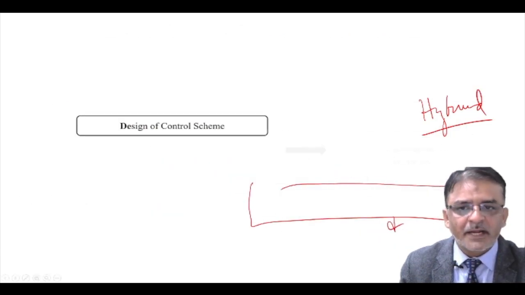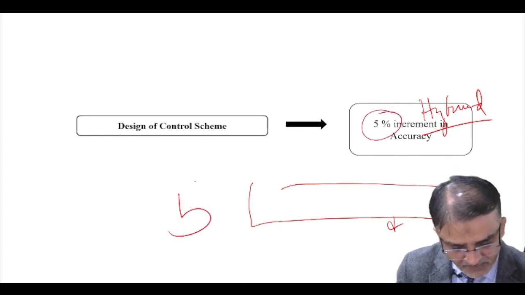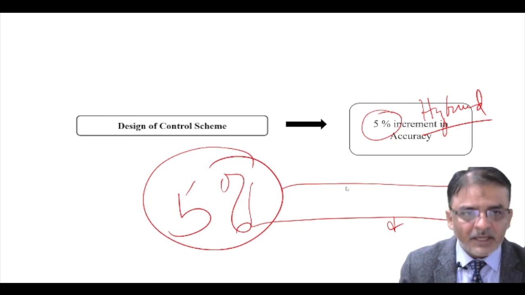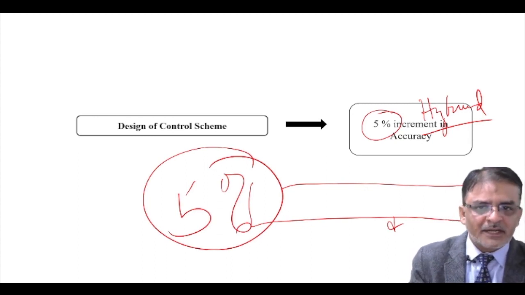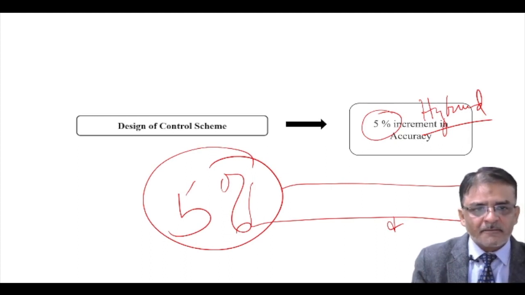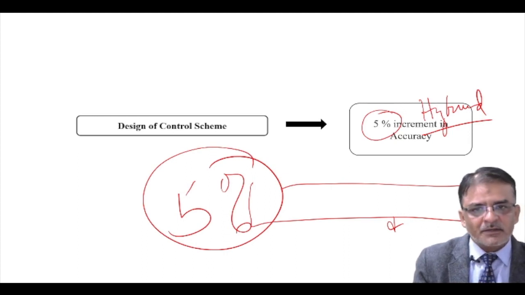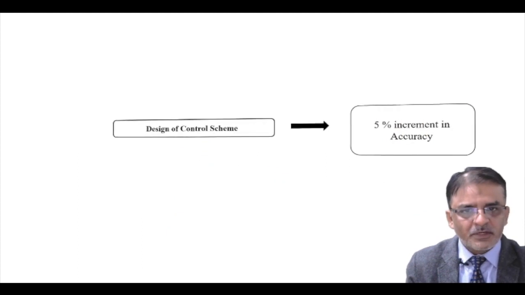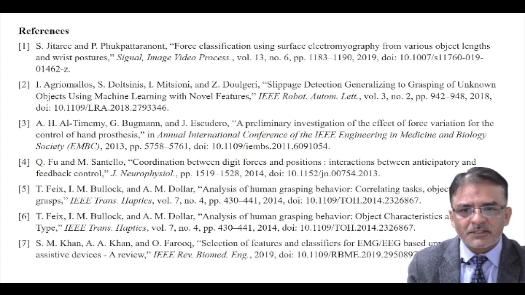When this was applied, we found a significant 5% increment in the accuracy of the output. If accuracy is higher, then we can be confident that assistive devices developed on these strategies will give better accuracy and better performance. With all this, I could say that these are some of the important references used in this study.